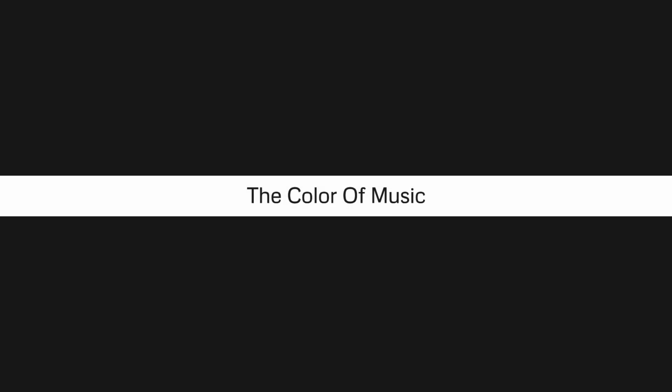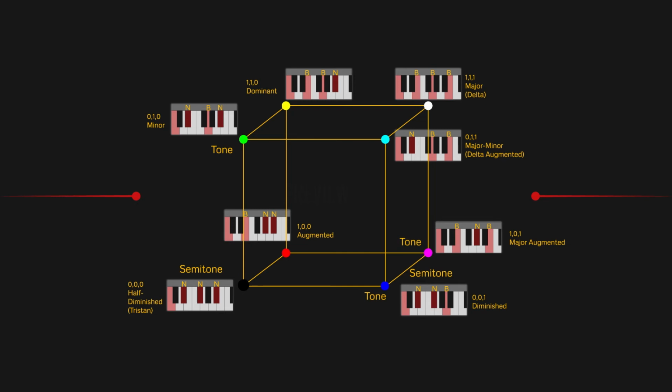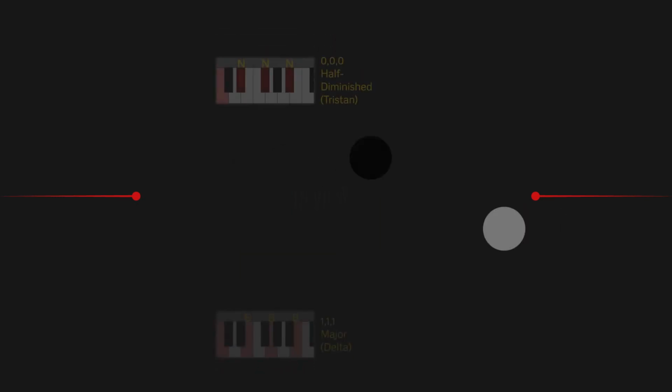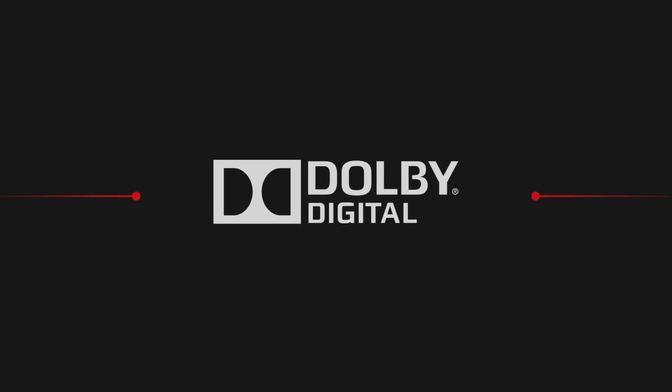The color of music. If we combine the color cube and the seventh cube, we can associate each color with a seventh chord. The Tristan chord, for instance, is the equivalent of black, and the delta chord is the equivalent of white. Implications. 1. The model of the cube is capable of showing results in full color and Dolby sound.